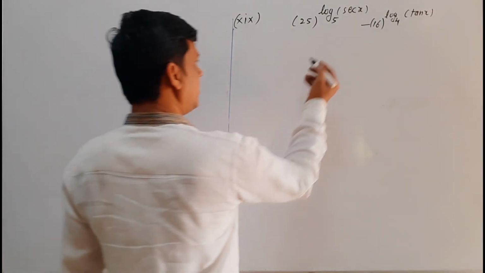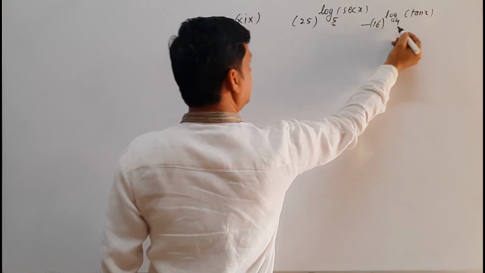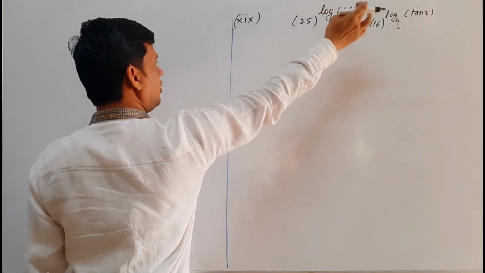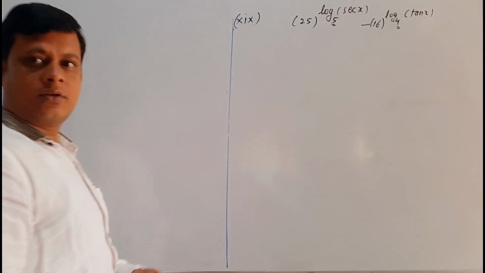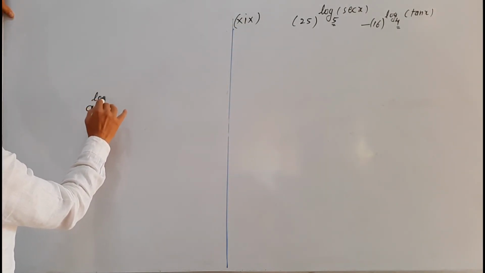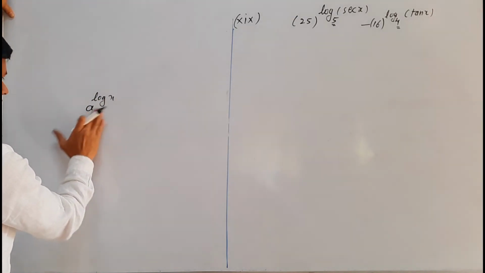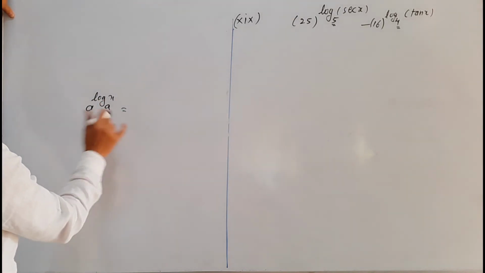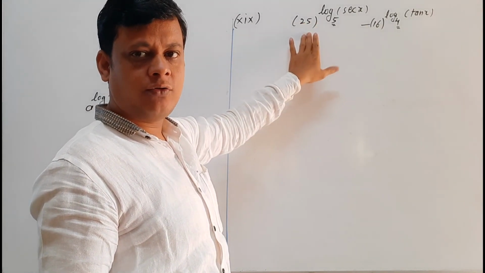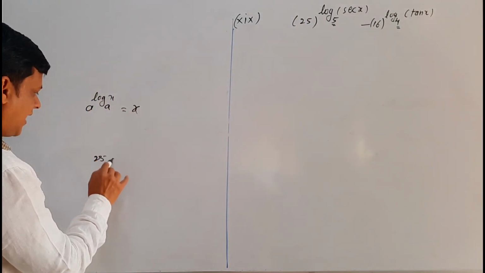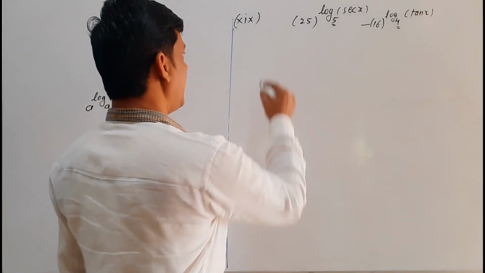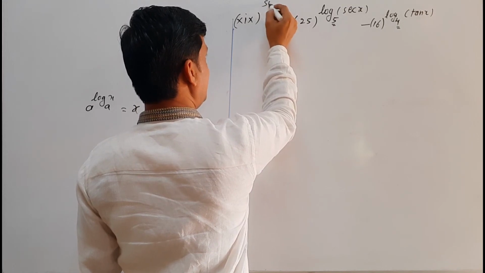Here if you observe, the base of one log is 5 and the base of the other log is 4, and these are of the form a raised to the power log x to the base a, which we can write as x. That means we can reduce this 25 to 5, because we write 25 as 5 square and 16 as 4 square. So we write the given value in the solution.